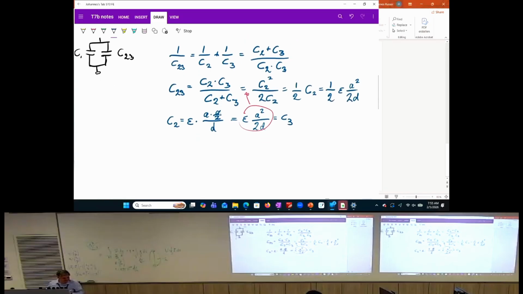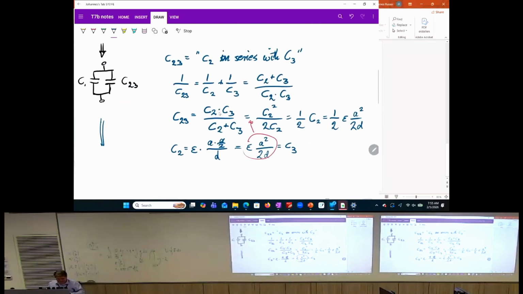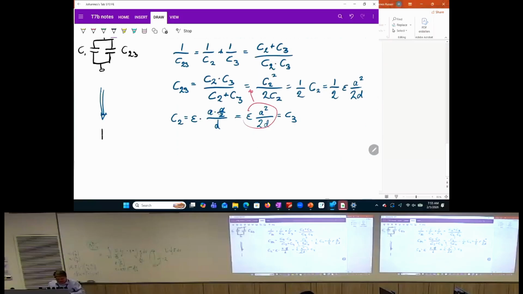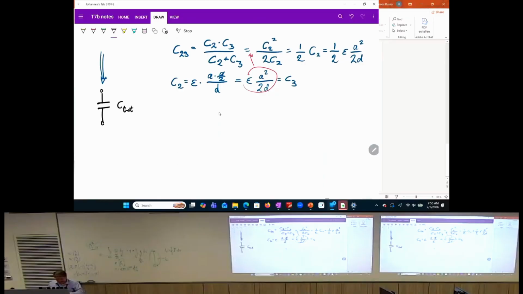And now what is our C1? Well, in the next step, we would like to connect these two parallel ones and make a single capacitance in the equivalent circuit, which we denote with C total. And this C total is a parallel connection, which I denote like that, of C1 and C23.